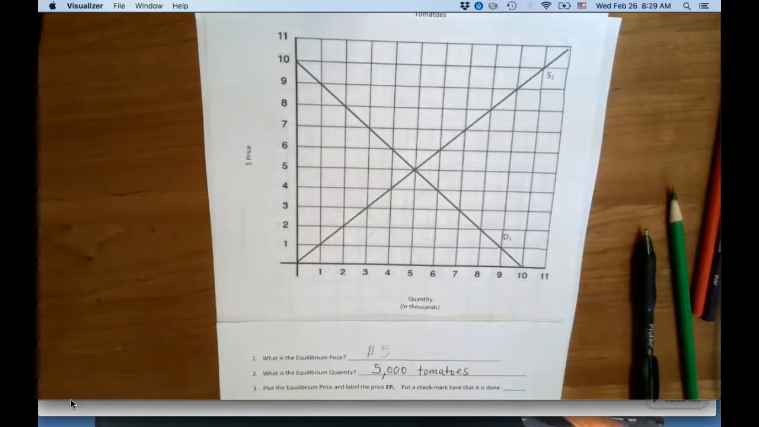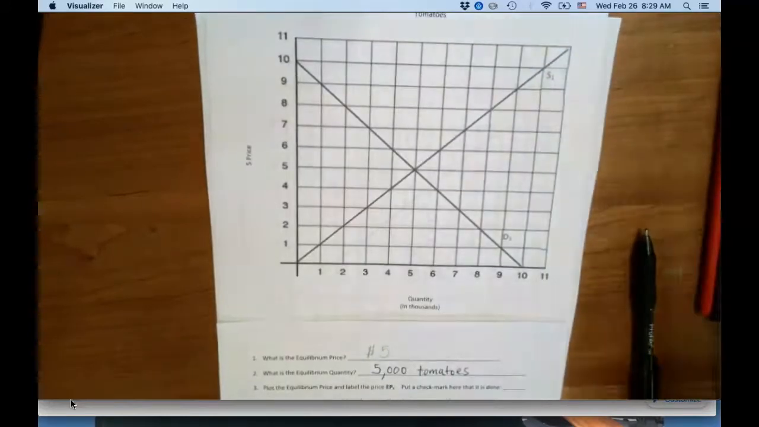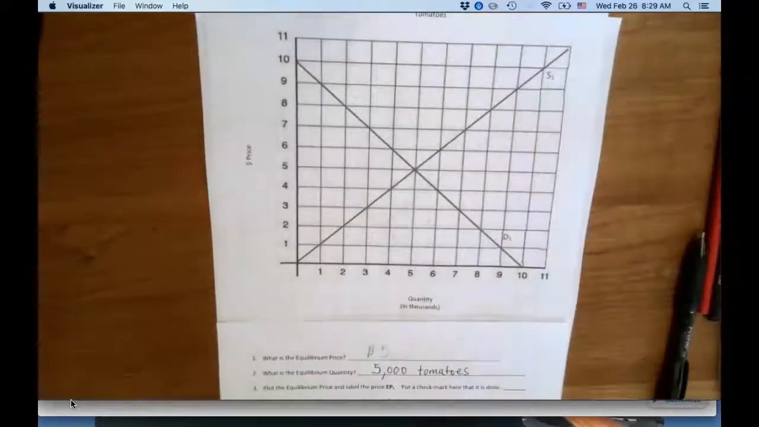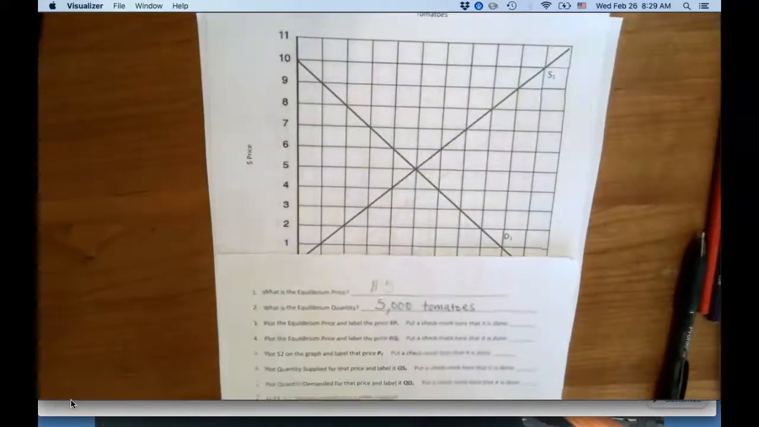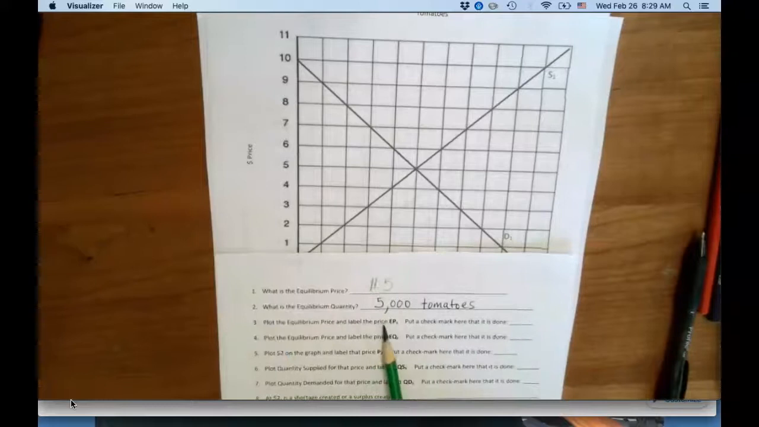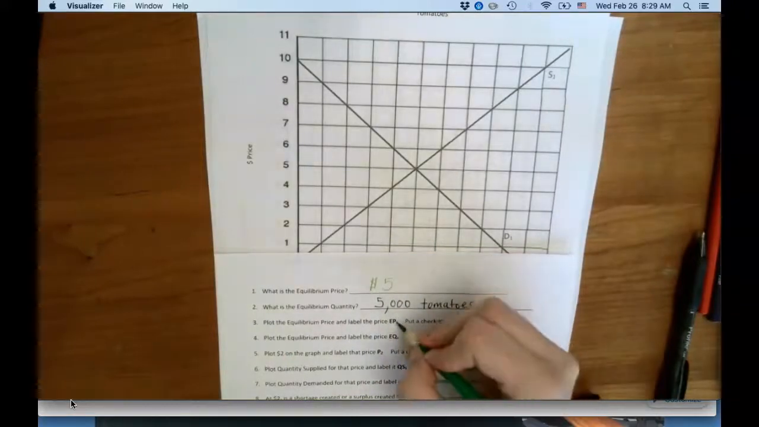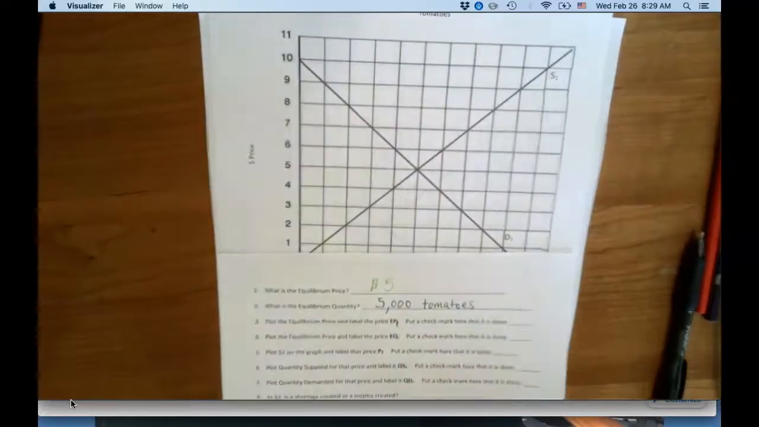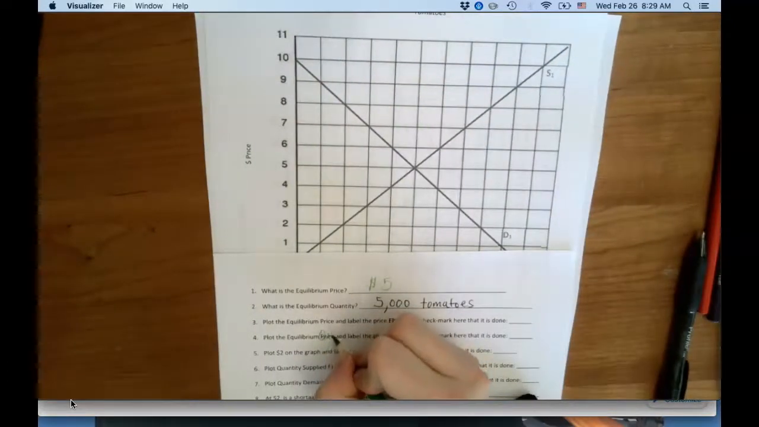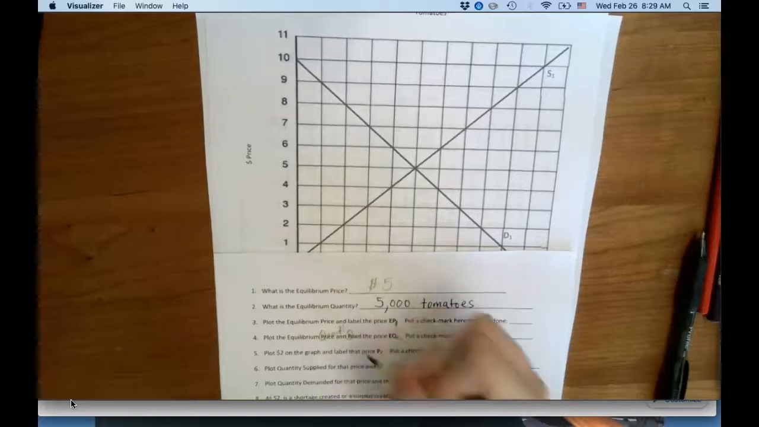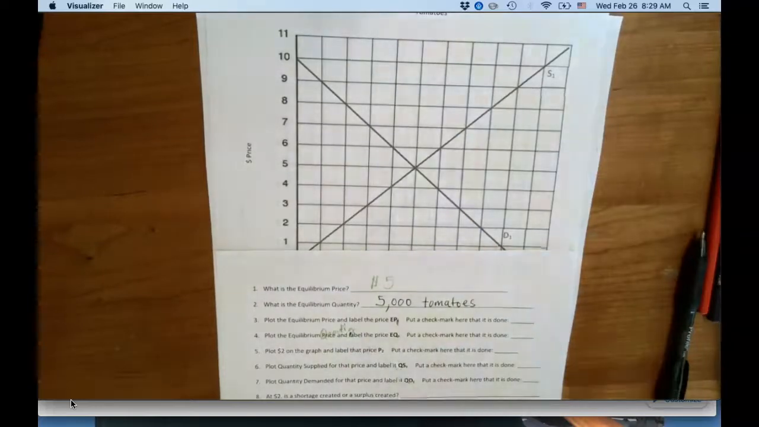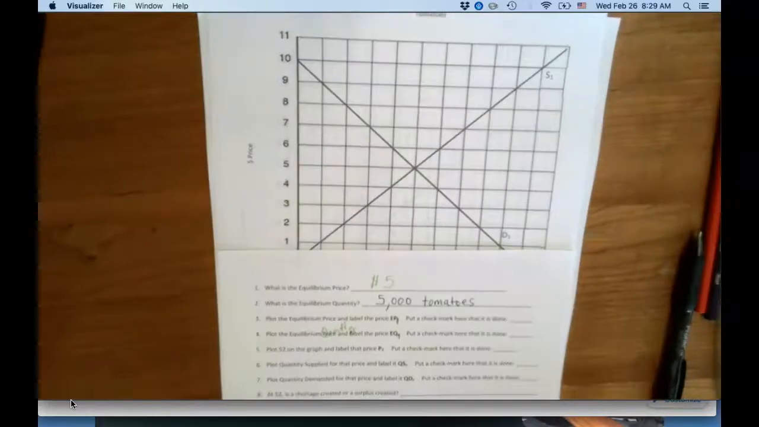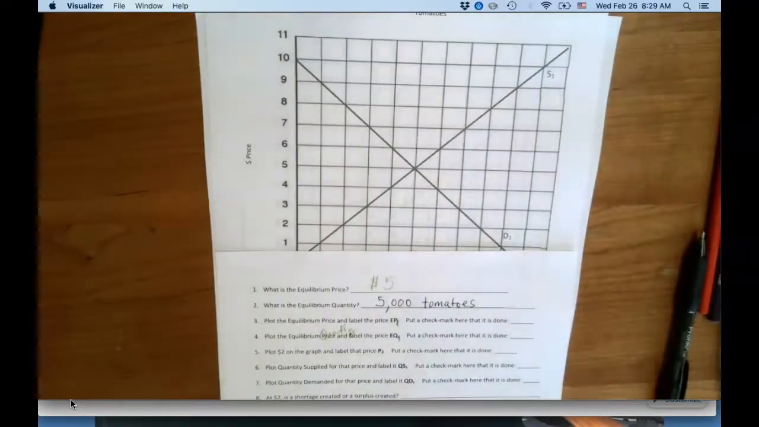Now we need to actually plot this out. I suggest you have a different color for each step along the way. So I'm going to use green for the first plotting points. It says here, plot the equilibrium price and label it EP1, and plot the equilibrium quantity. Sorry, I fixed this, but I forgot to print it out properly. Equilibrium quantity, and label that equilibrium quantity EQ1. So that's what I'm going to do.